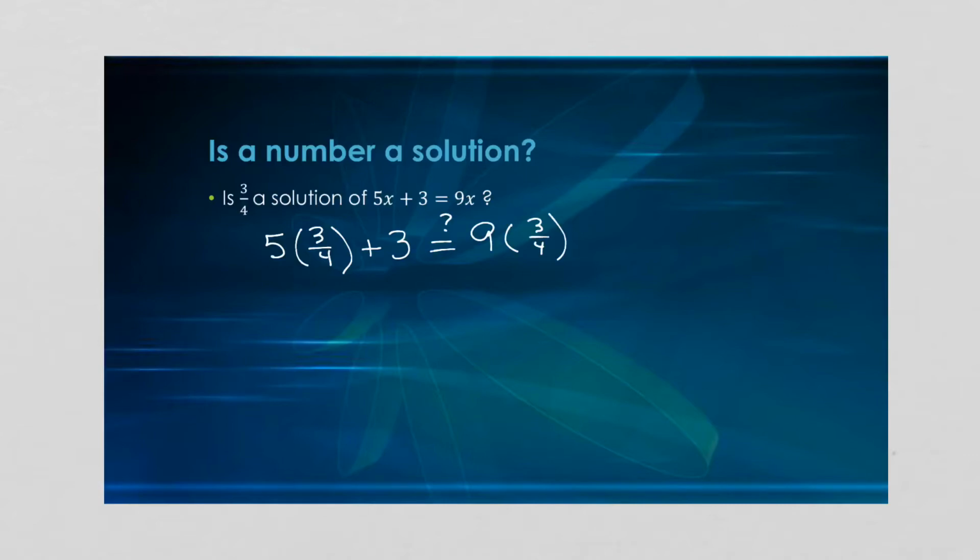Well, I've got to do a little bit of math to figure that out. So 5 times 3/4. Now, if you're not good at fractions, you need to grab that calculator and type it in. 5 times 3/4 is 15/4 plus 3 equals, and to multiply 9 times 3/4, that is 27/4. Now, if I want to add 15/4 plus 3, I need a common denominator, which is going to be 4. So I created 12/4. Again, this is something that you really should know by now. 12/4 is the same thing as 3.